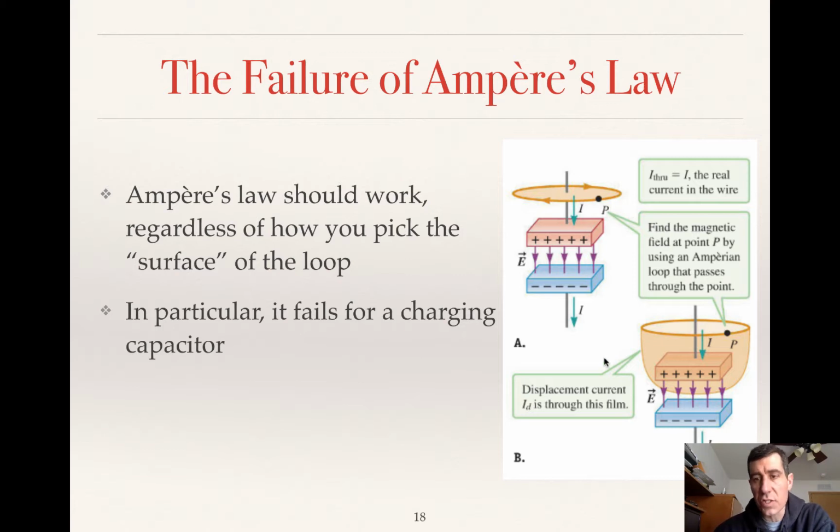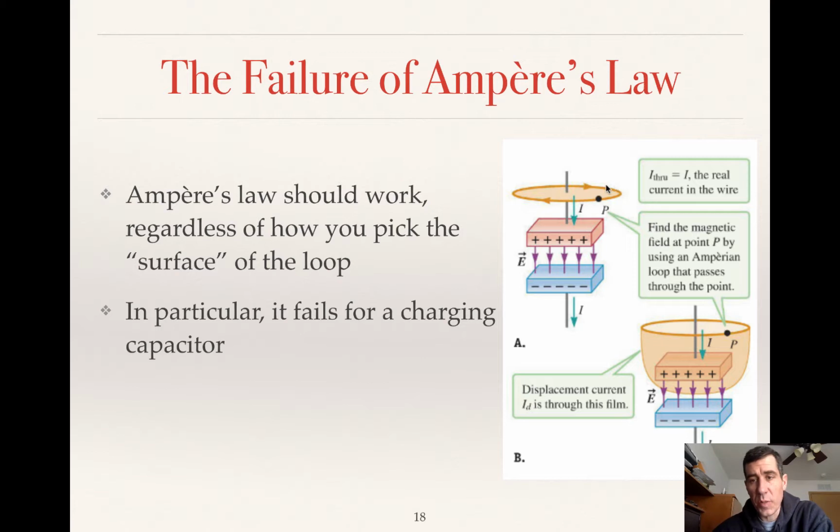So you could look at charging a capacitor. That's the situation over here on the right. We've got a wire coming in carrying a current, charges up one side of the capacitor, sets up the electric field, so you get an opposite charge on the other side of the capacitor and a current going out. Let's say we wanted to find the magnetic field at point P right here, so we're going to define the Amperian loop like the loop in orange right here.